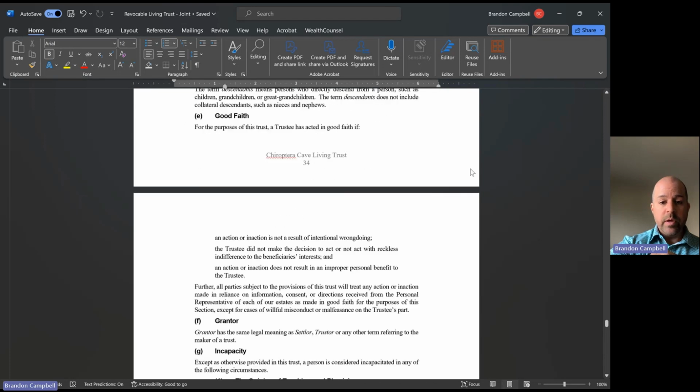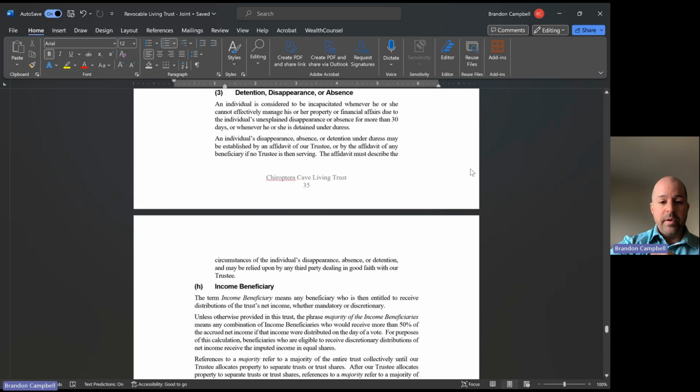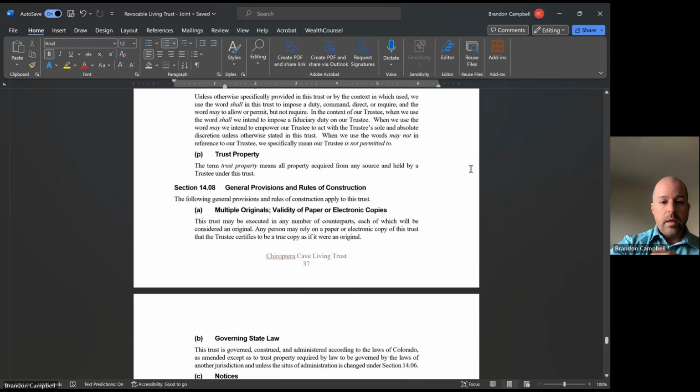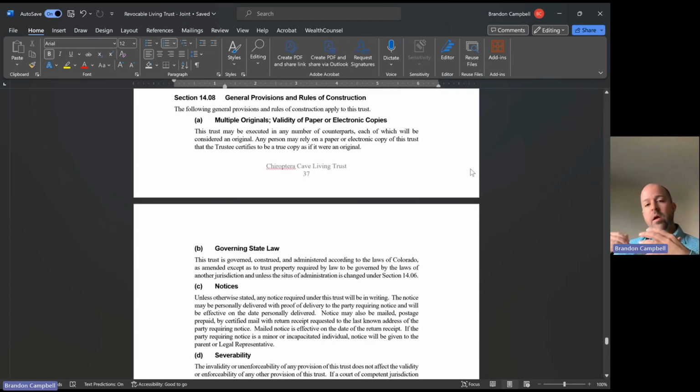And then there is a lengthy definition section at the end. I want you to review it, reference it as you need. There are many, many definitions here for you. And then finally, there are a couple of what we call rules of construction, which is a contract term, essentially for how we read this document.